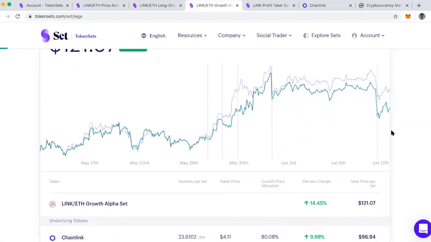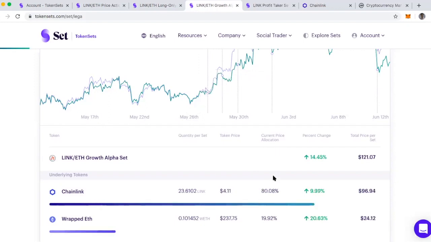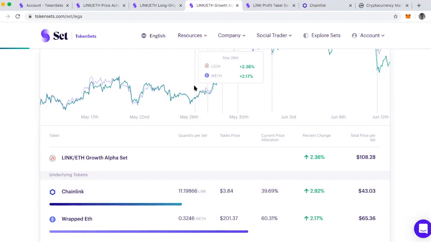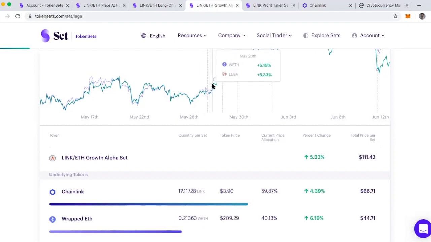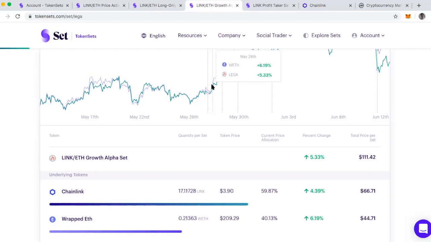Just looking back over the last month, here's the 1, 2, 3, 4, 5. There are 5 trades. Same thing as always. You can look here and see that the bars below show you, if you look at current price allocation, that Link is at around 40%, Ether's around 60, then we rebalance, and now we went from Link being at 40% to about 60%. So they incrementally increased the Link position.